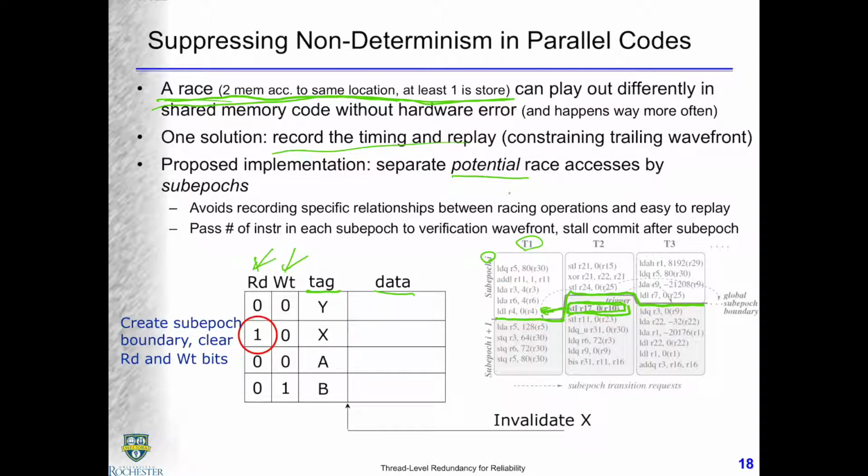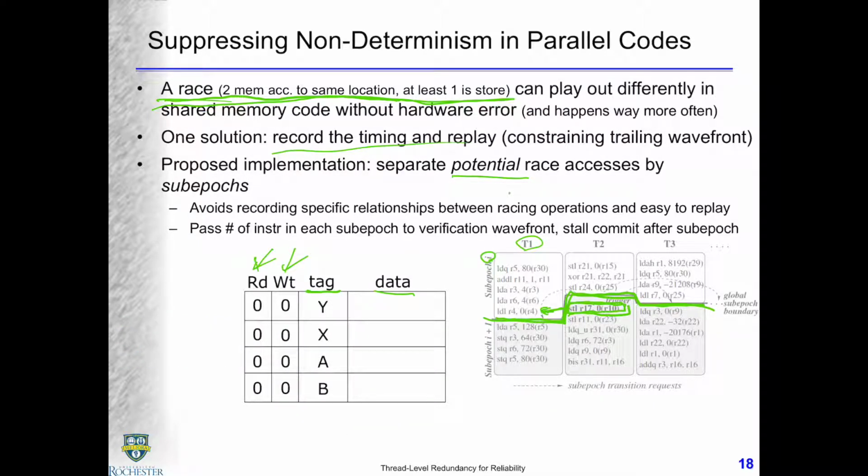I see that I read from it at some point. Now I'm going to say, okay, this is one of those potential race conditions. What do we do? Boom, we tell everybody to create this boundary, and at the same time I'm clearing that to 0. So now in the new epoch, what happens?